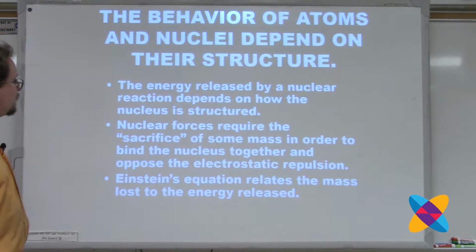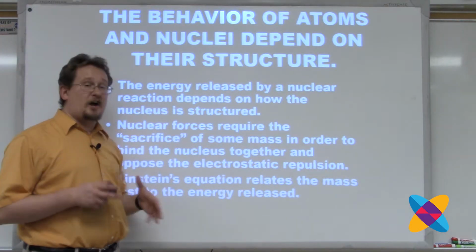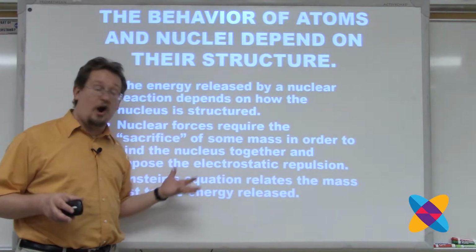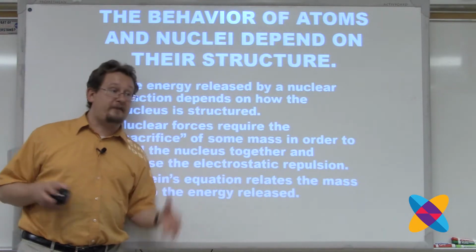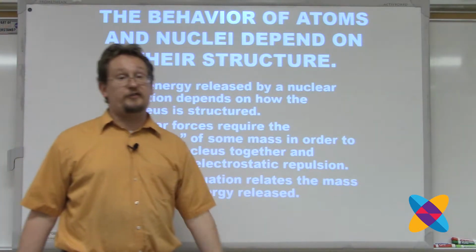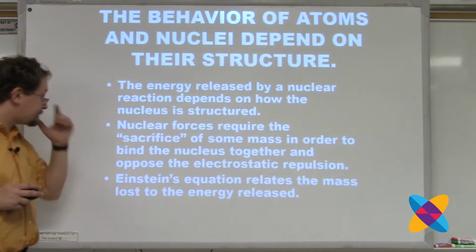The energy released by a nuclear reaction depends on how the nucleus is structured, okay? And I'm not just talking about protons and neutrons in the nucleus, but how many are there? Are there too many protons, too many neutrons? Is the nucleus too big for its britches? Or is the nucleus too small? Is it like hydrogen and helium? They want to get together and make bigger nuclei.